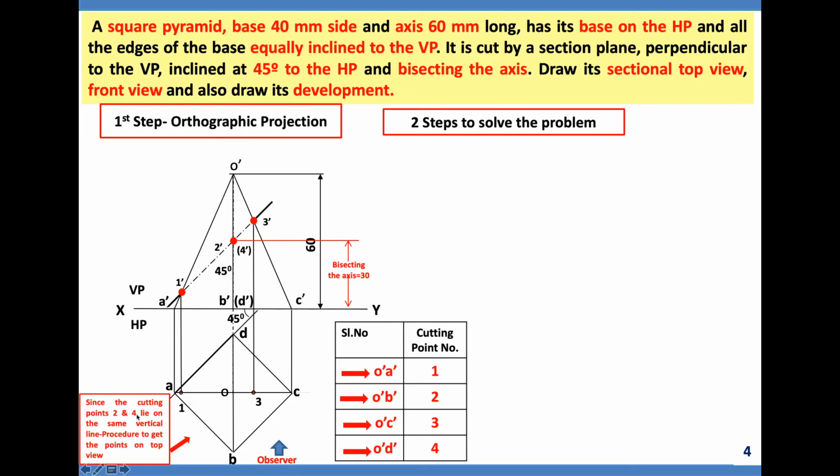Since the cutting points 2 and 4 lie on the same vertical line, procedure to get the points on top view: draw a vertical line until it touches O'A'. From there, drop a line. So we got a junction on OA. Let me call this the junction. Now take a compass with O as center and this red dot junction as radius. Draw an arc which meets at OB. OB means cutting point 2.